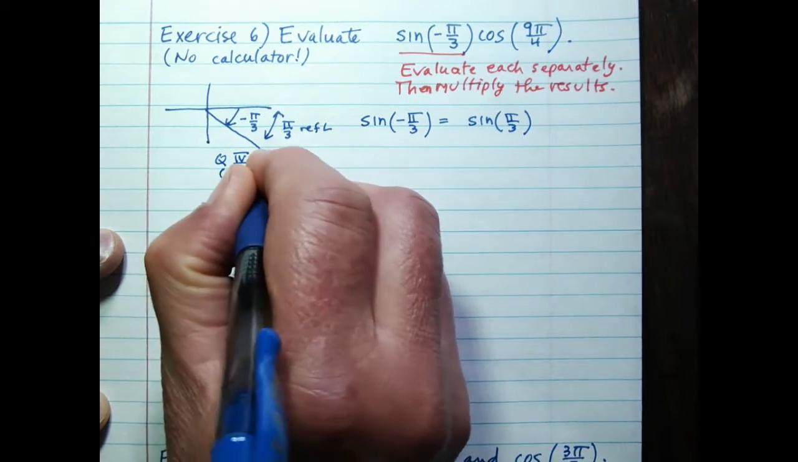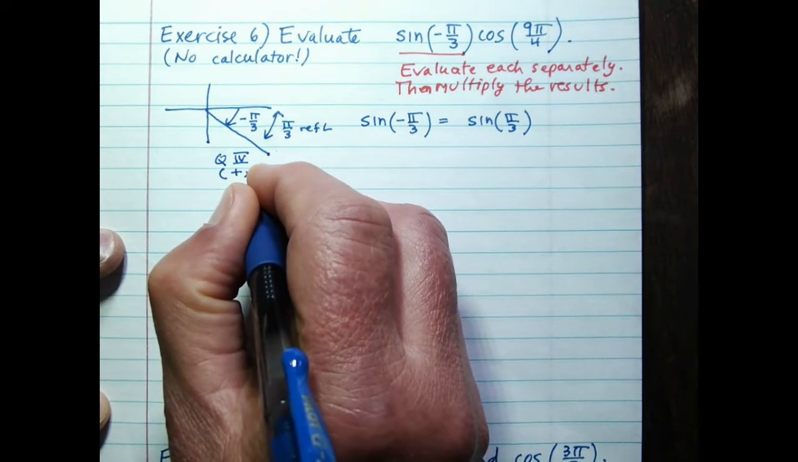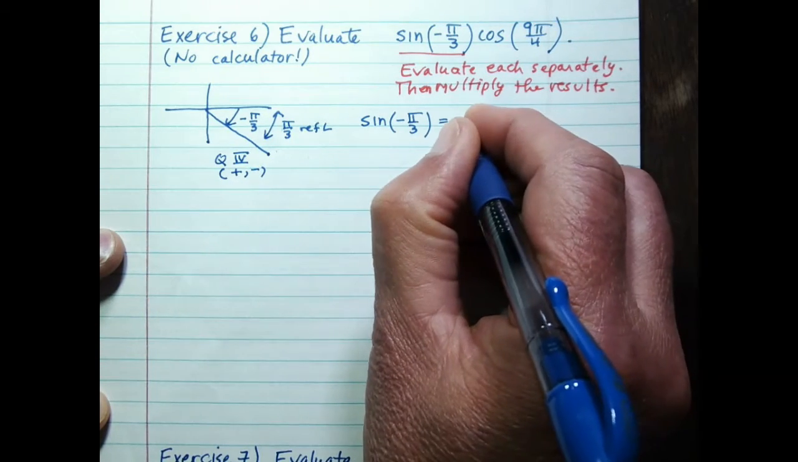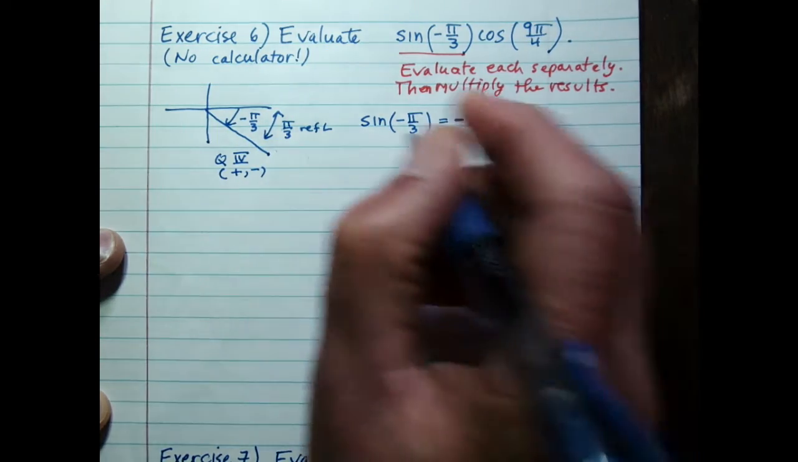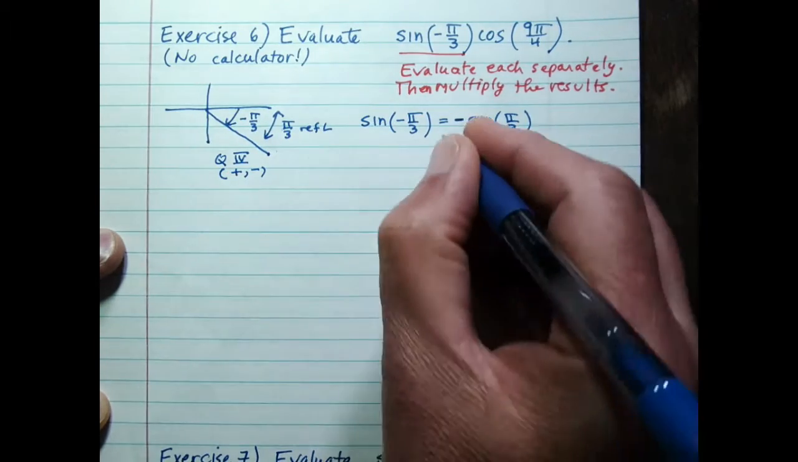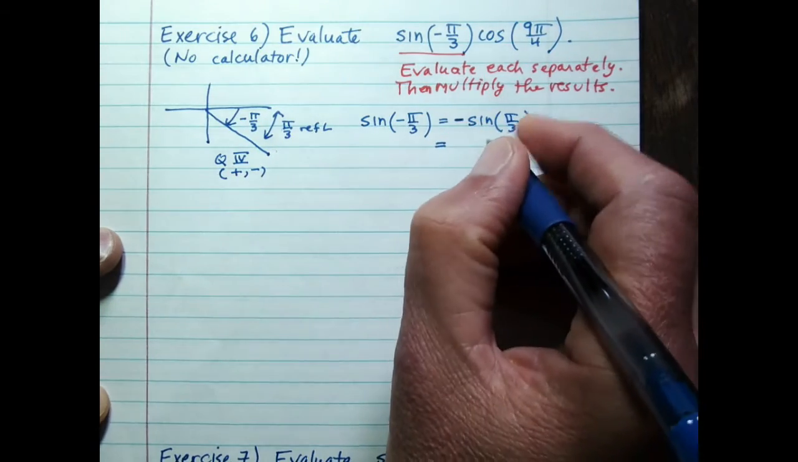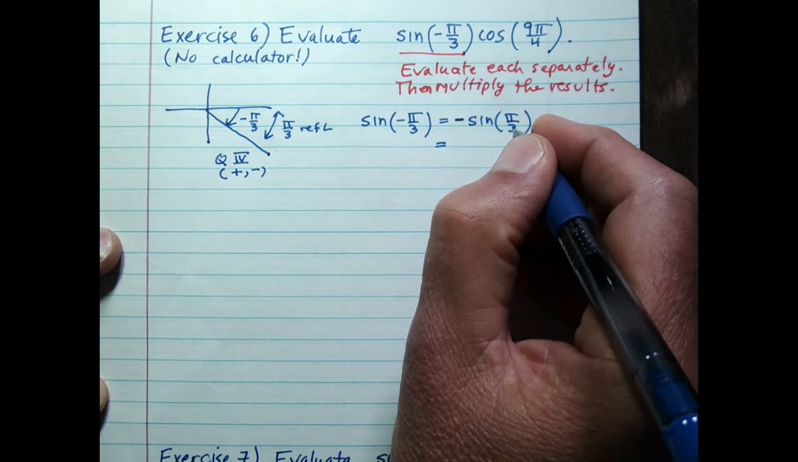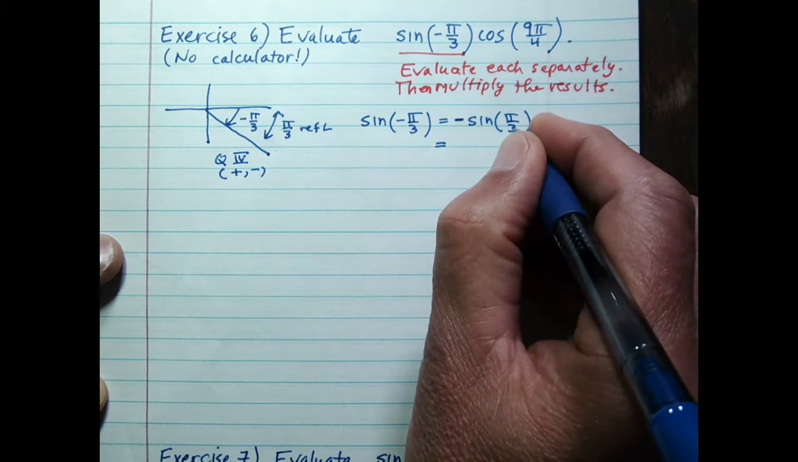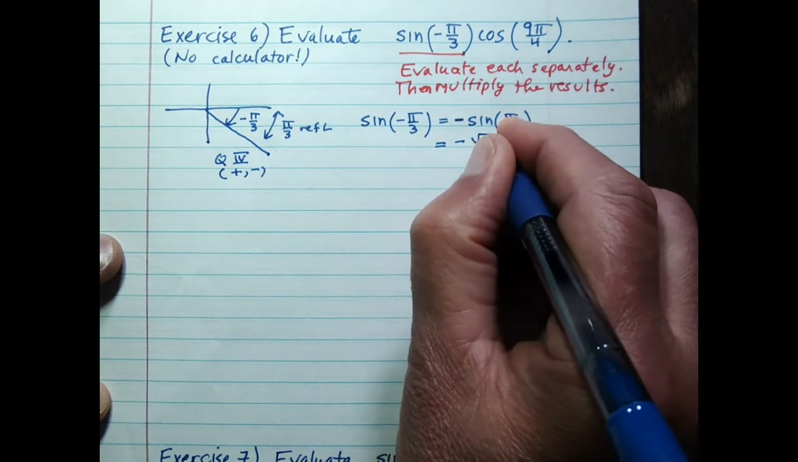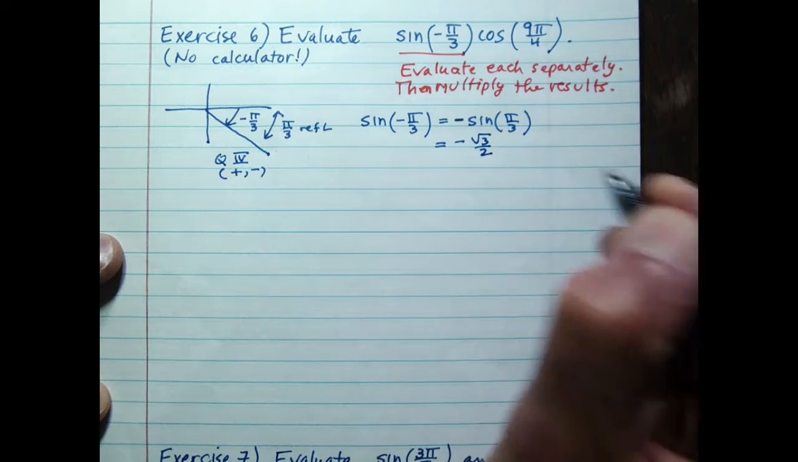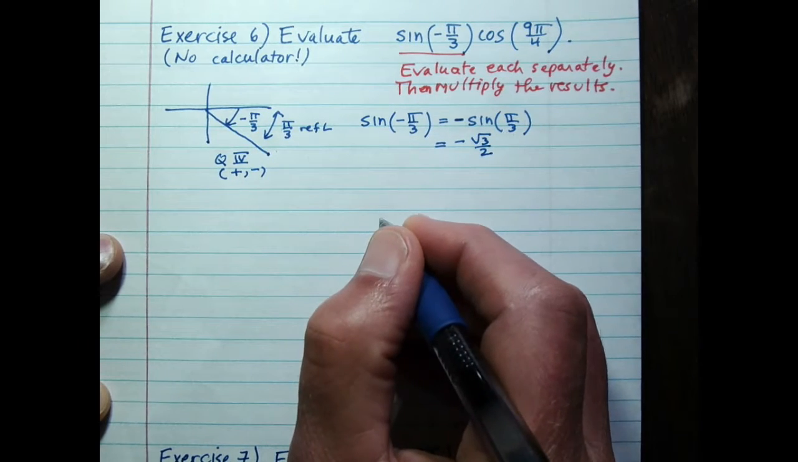X is positive, y is negative. So sine is negative because of the quadrant, right? And so we need the sine of pi over 3, which is square root of 3 over 2. So I get negative square root of 3 over 2. There's my value of sine of negative pi over 3.